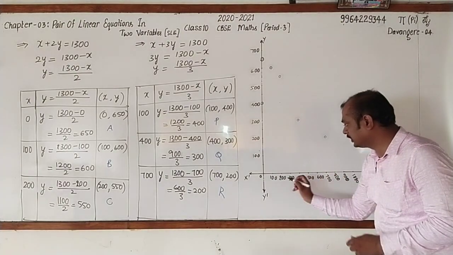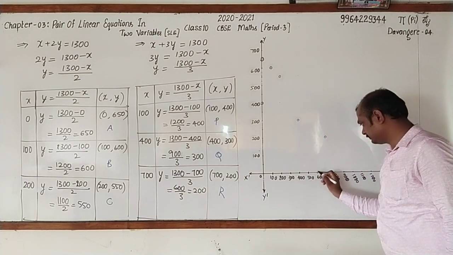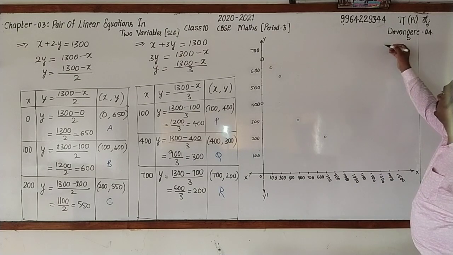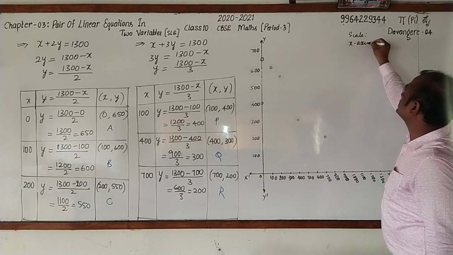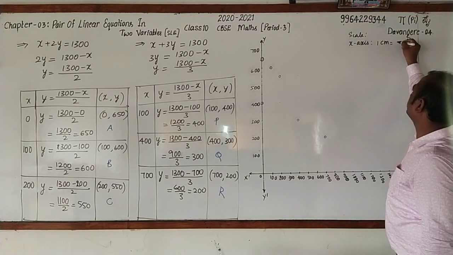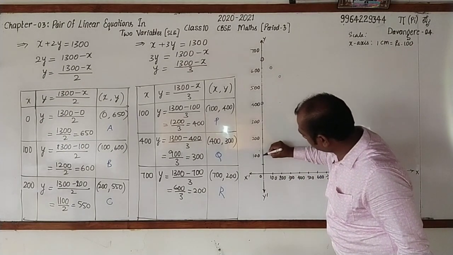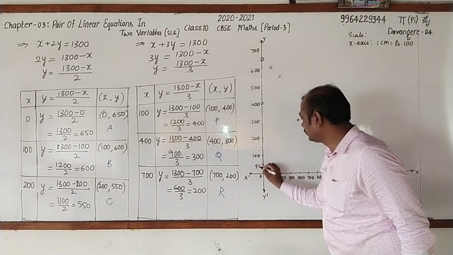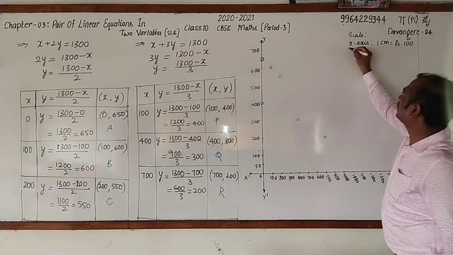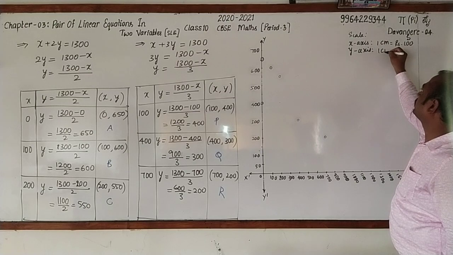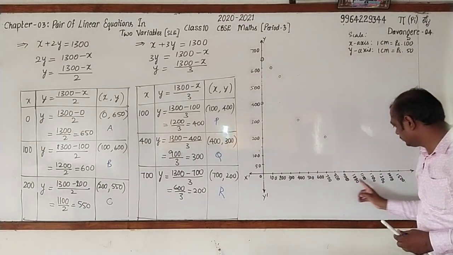And scale, look here. Here, for every 1 centimeter, I have taken 100 rupees. Got it? Here, I will write that scale. Scale in x-axis: 1 centimeter is equal to rupees 100. Then the vertical line, that is along the y-axis, you can come to know that here 1 centimeter is 50, next 100, 150, 200 like this. So we can write in y-axis, we have taken 1 centimeter is equal to rupees 50. So according to that, we have written.